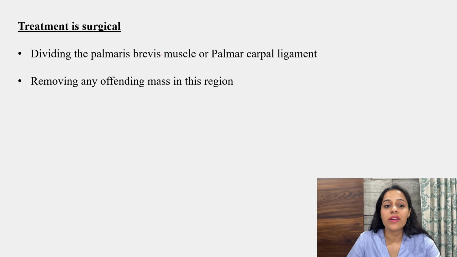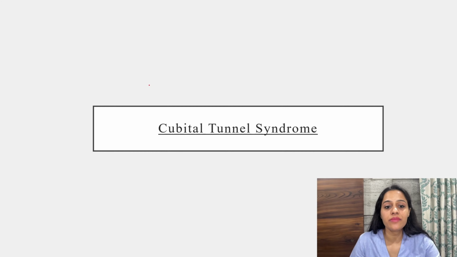We have to divide the palmaris brevis muscle or the palmar carpal ligament, or we have to remove any offending mass like ganglion, or if there is any fracture, we have to treat it. Any offending mass in this region needs to be removed.